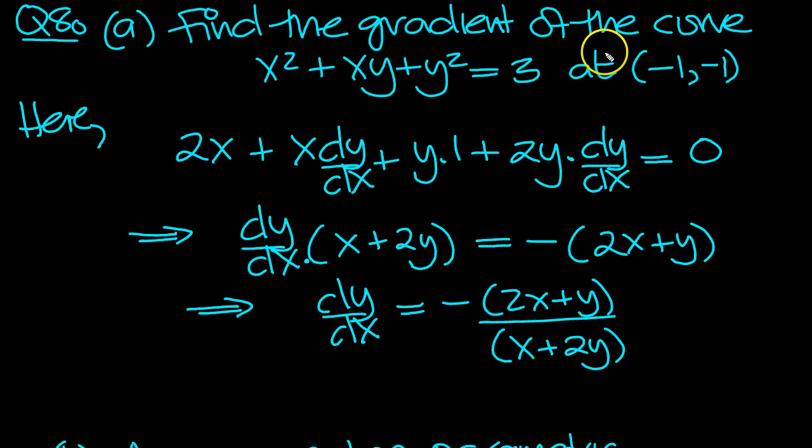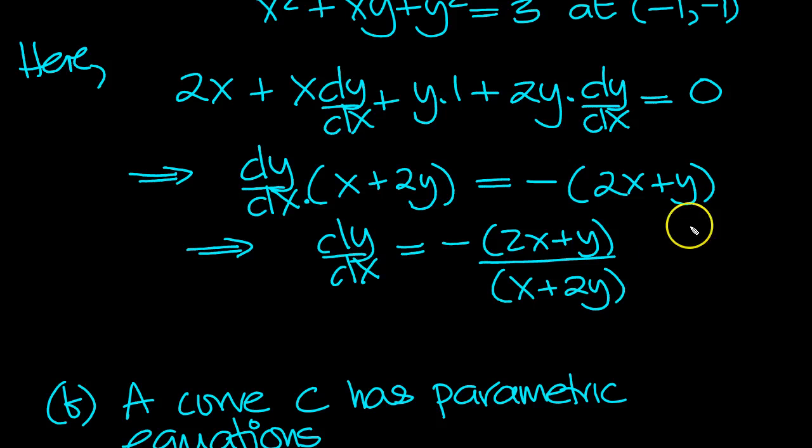Okay, and we're working out the gradient at minus 1 and minus 1. So this is minus 2 minus 1 is minus 3, over minus 1 minus 2 is minus 3. So it's equal to minus 1. So that's the gradient then.